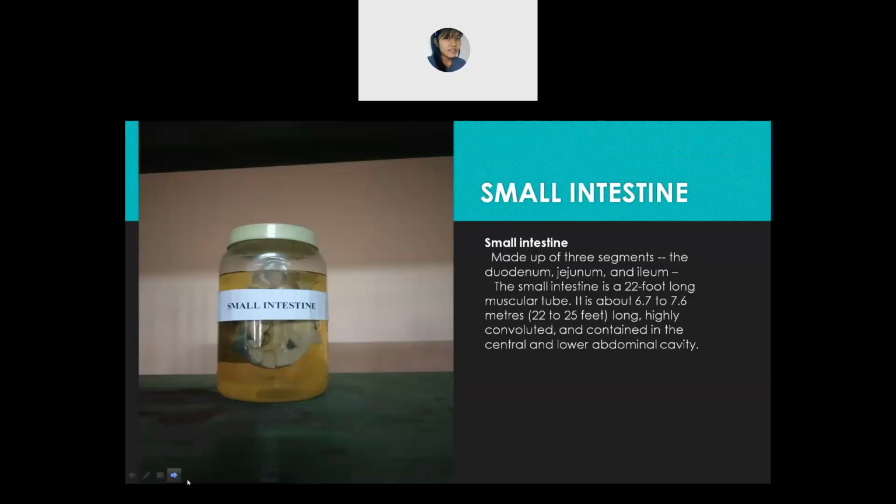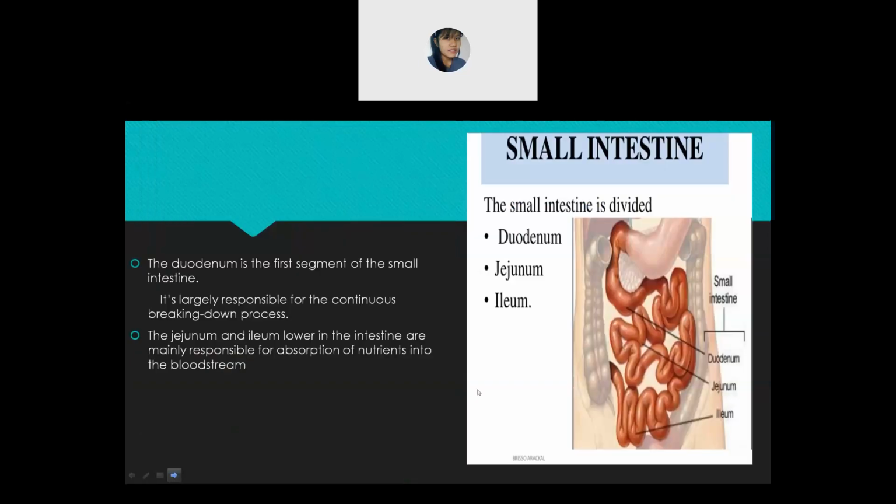So in the digestive system part, we have the small intestine. This small intestine plays an important role in the digestive system, or else the gastrointestinal part. This small intestine is divided into three parts or three segments. The first one is the duodenum. The second one is the jejunum, this part.